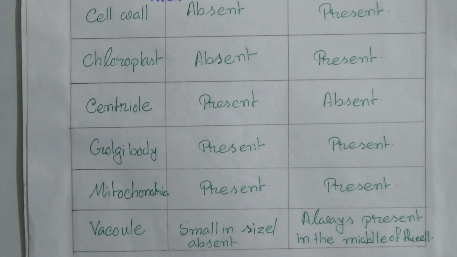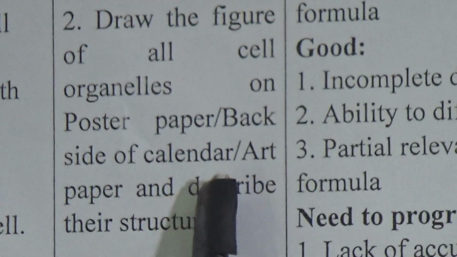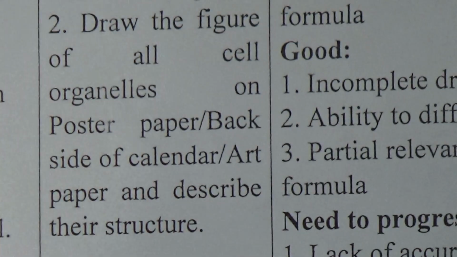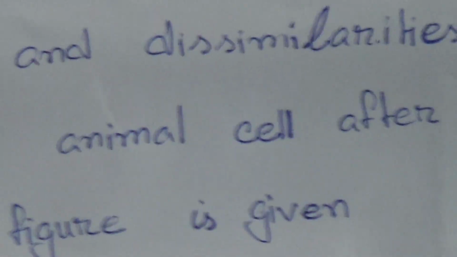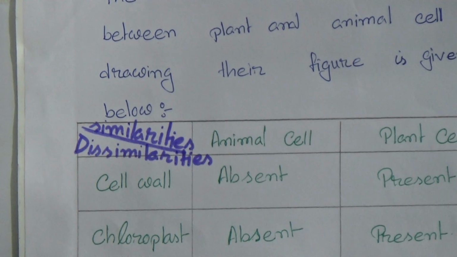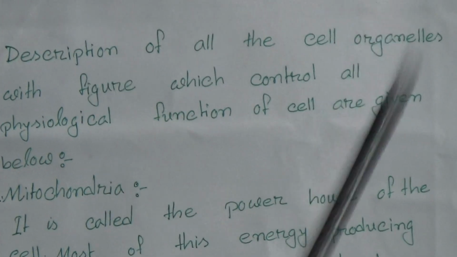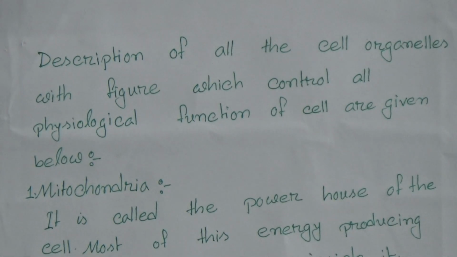Now question 2. Draw the figure of all cell organelles on poster paper, or the back side of a calendar, or art paper, and describe their structure. Now, cell organelles. What are the cell organelles? A description of all cell organelles with figures, which control all physiological functions of the cell, is given below. First one is mitochondria. Here is the figure of a mitochondria.